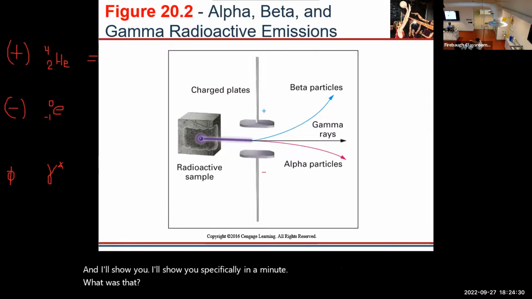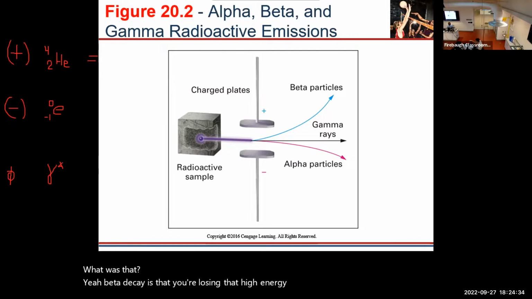Yeah, beta decay is that you're losing that high energy electron. And then alpha decay is an alpha particle.